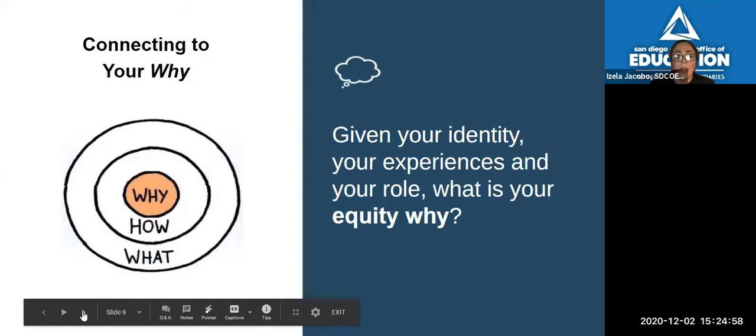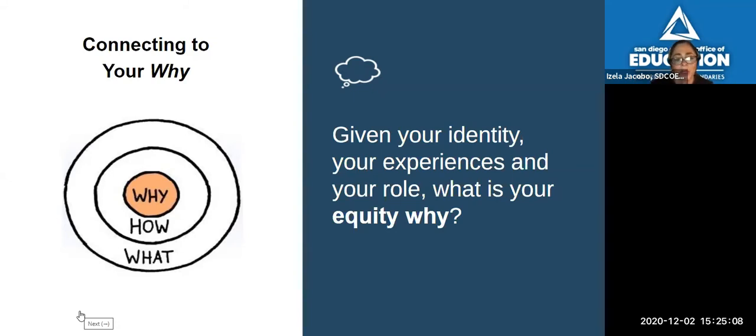As we move on to the next slide, always recognizing and identifying, being very grounded on our why. So as we go about doing this work over the next 40 minutes, it is critical that we connect to our equity why, that we take a moment to reflect on our identity, our experiences, our role, and we think about what is our equity why. As educators, we are designers, and as we design programs and instruction, our equity why is what guides our work and provides clarity in the work that we're doing.